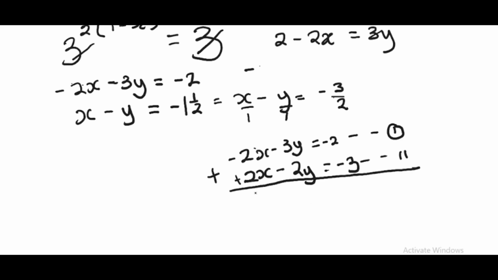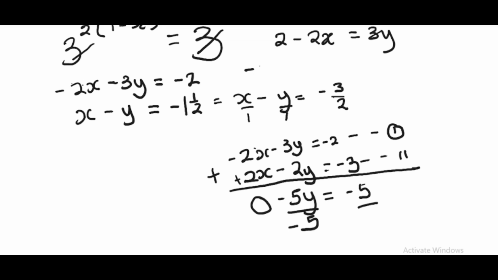So if we add this, this will become 0. And then if we add this, this becomes minus 5y. And that is equal to minus 5. So divide both sides by the coefficient of y. Y becomes equal to 1.